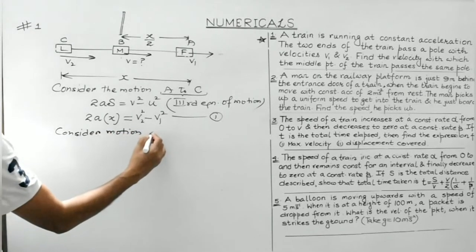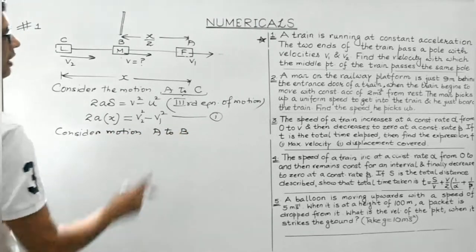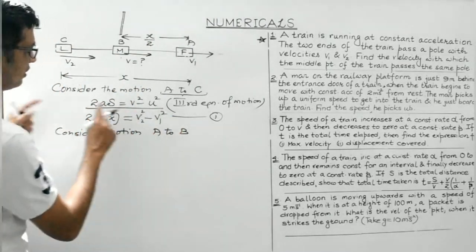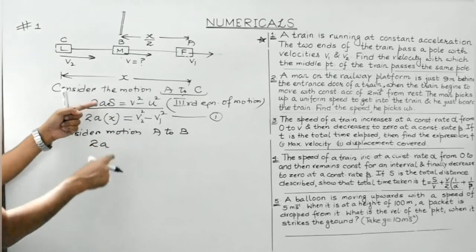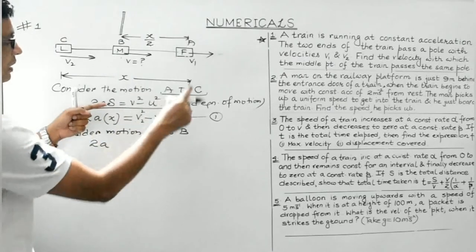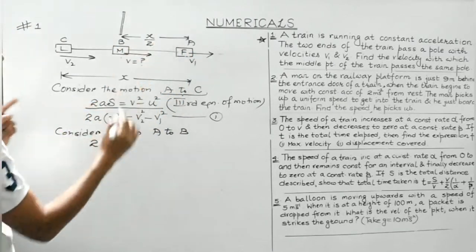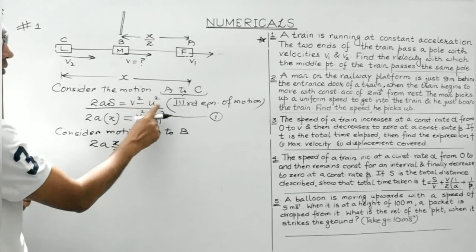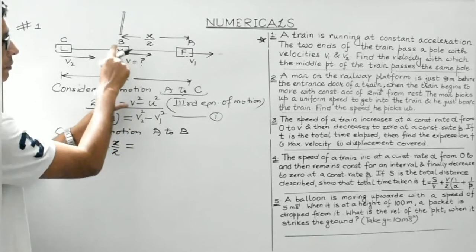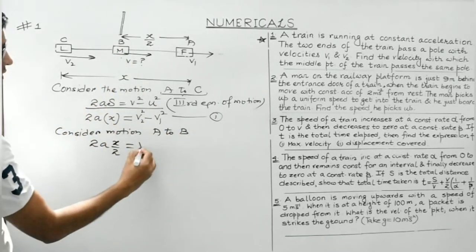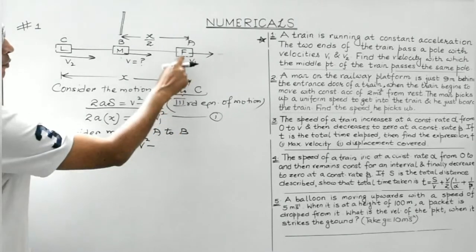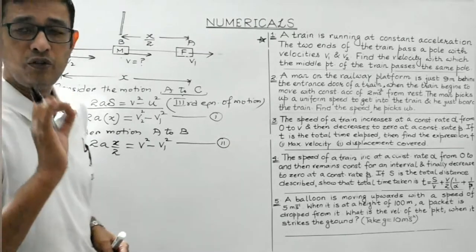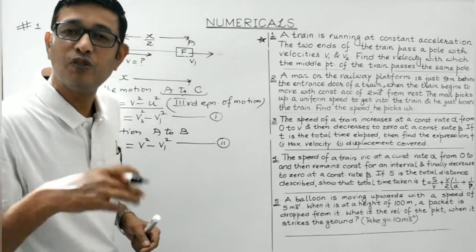Now consider the motion of the train from A to B. A is the initial point, B is the final point. Now if you apply the same third equation of motion, what you get is 2a, where a is the constant acceleration which the train possesses, into s, the displacement covered between A to B. A to B, the displacement covered by the train would be x by 2. It is equal to final velocity square minus initial velocity square. Now the final velocity at point B is v, and the initial velocity at point A is v1. Right students?